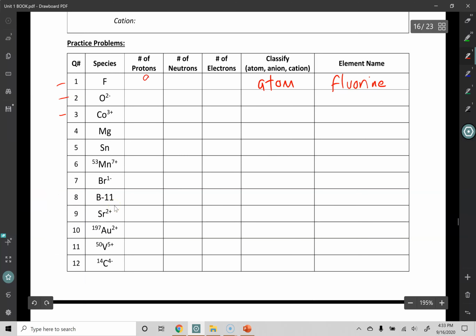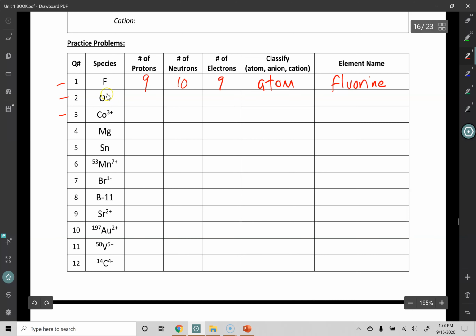So I've got 9 protons. I've got 10 neutrons. Electrons can be the tricky one. Since we're talking about an atom of fluorine, we know that this is neutral and the number of protons has to equal the number of electrons. So in this case, there are 9 electrons in that atom of fluorine.